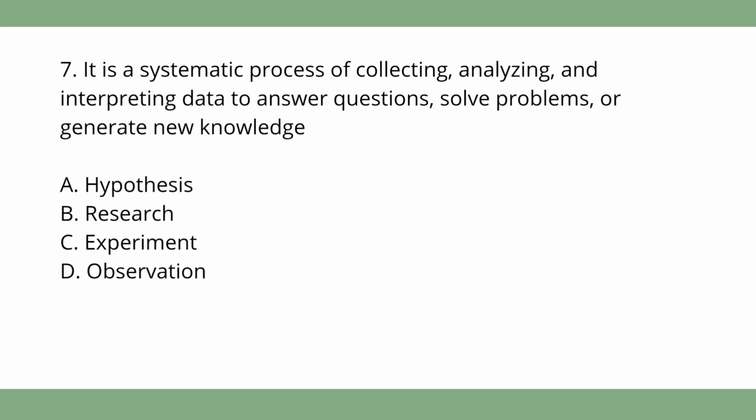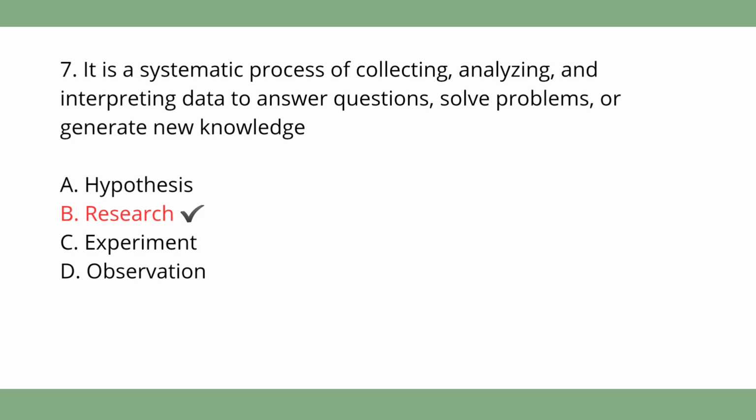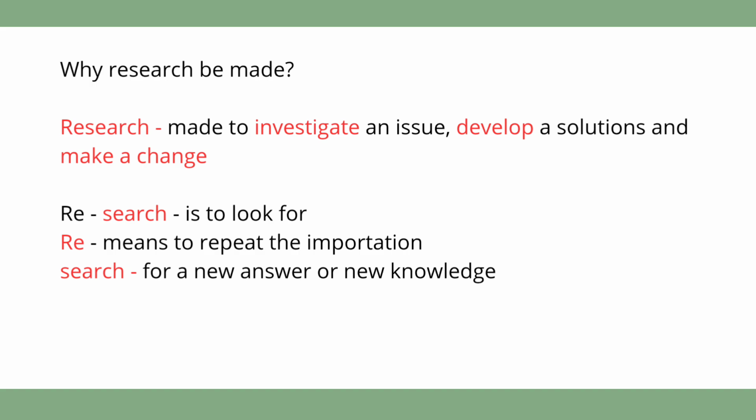Question number 7. It is a systematic process of collecting, analyzing, and interpreting data to answer questions, solve problems, or generate new knowledge. A. Hypothesis. B. Research. C. Experiment. D. Observation. The correct answer is research. Research is the process of investigating an issue, gathering data, and developing solutions to solve problems.